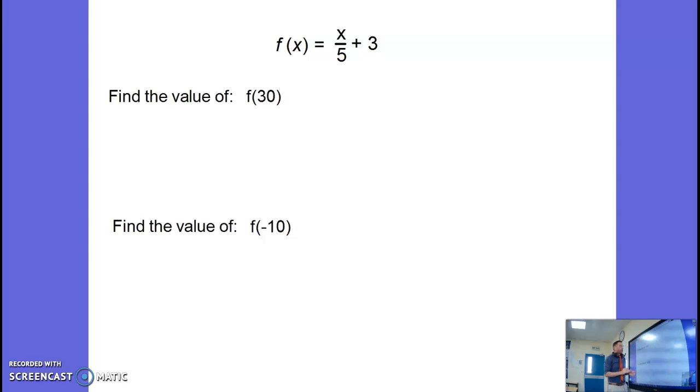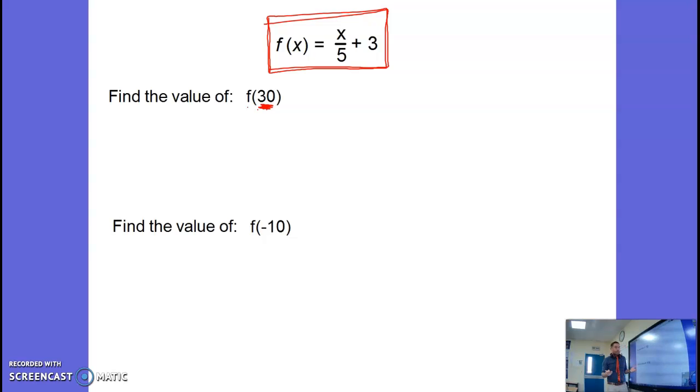Before we have a look at it in the coordinate grid, let's look at finding the value of this function when we have an input of 30. So let's look at that notation again. We've got f of 30. We've been told the function f is to divide by 5, then add 3. So what's going to happen when I put the input, basically x equals 30?